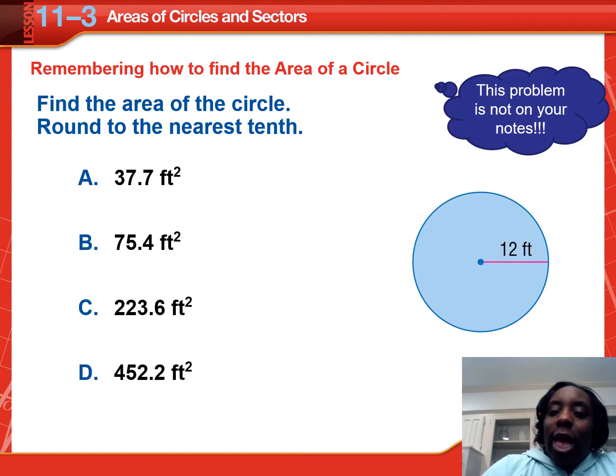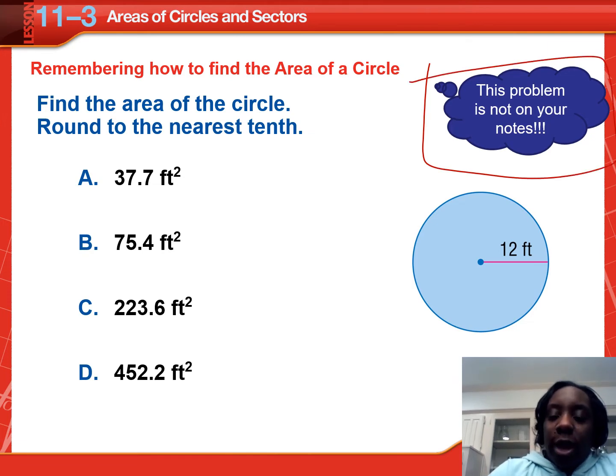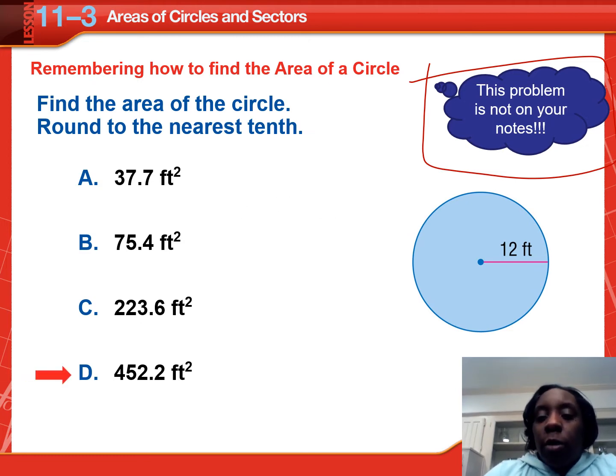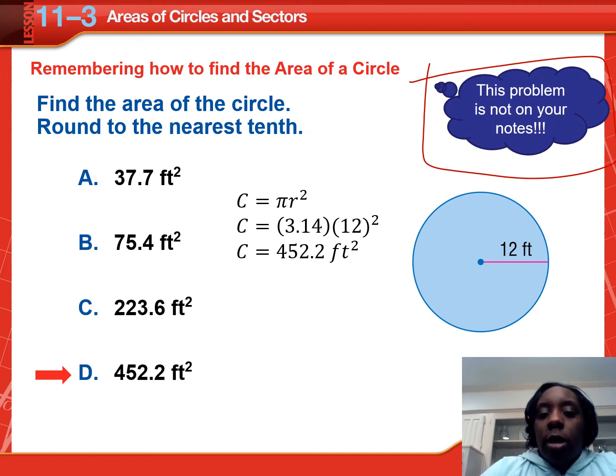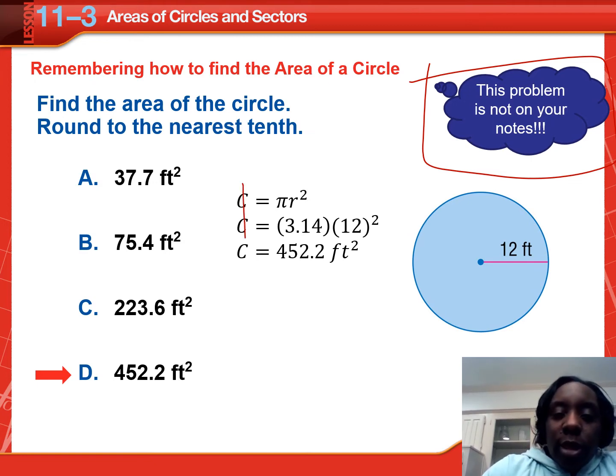This problem is not on your notes, so don't freak out. So let's find the area of this circle. All right, so let's go ahead and look at the answer. The answer is 452.2. Let's see how they got that. We're going to use our formula, and that should not be circumference. That actually should be area.